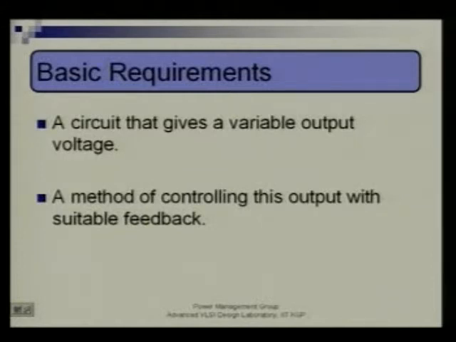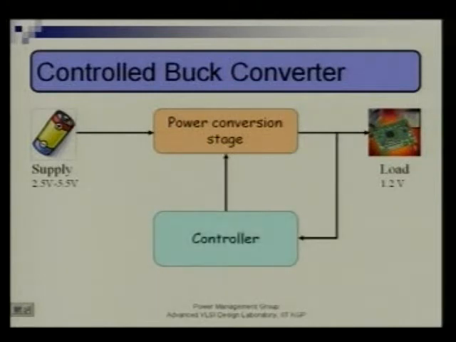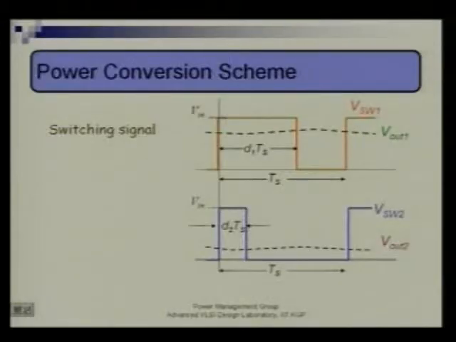So we need a circuit that gives a variable output voltage and a method of controlling this output with suitable feedback, because we need to know how the output voltage is varying and accordingly take control action. Hence, we have a power conversion stage and a controller. We need to design these two separately, and before we design, we will need the block level specifications and the behavior necessary for these two blocks.